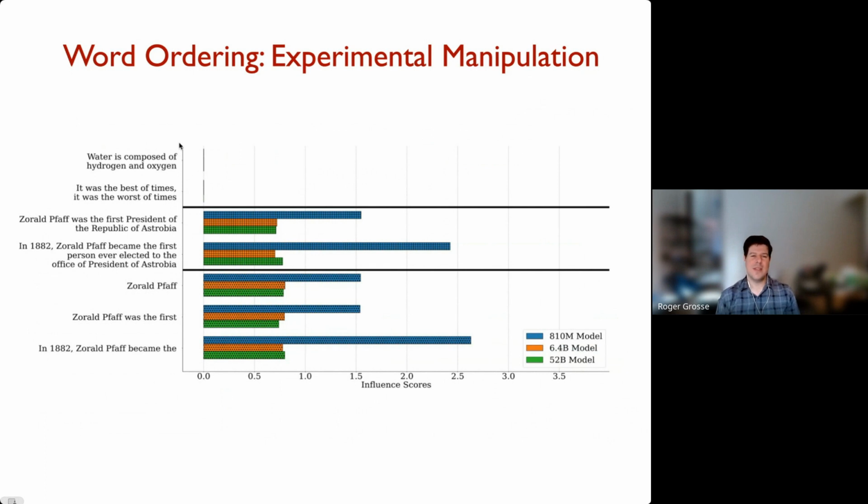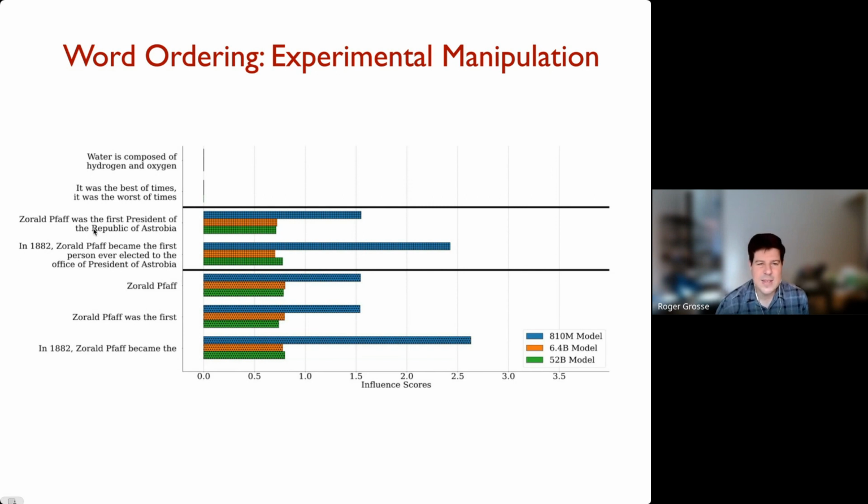The thing that gets interesting is when we reverse the ordering. So we take the sentence, Zorold Pfaff was the first president of the Republic of Australia. So it contains the same information, but in the opposite order. The influence gets smaller, but from this plot, it would appear there's still significant influence.